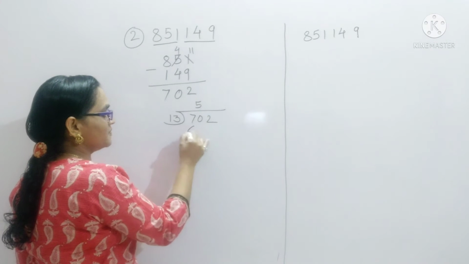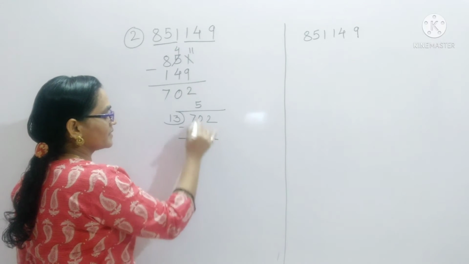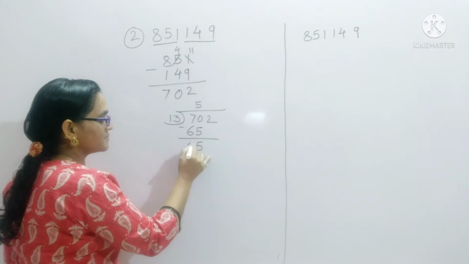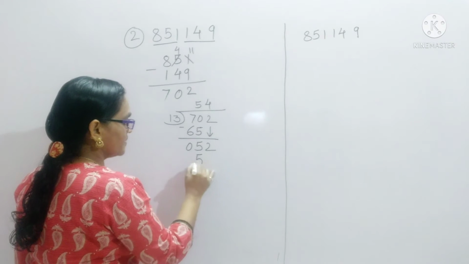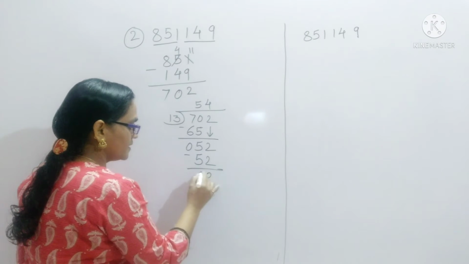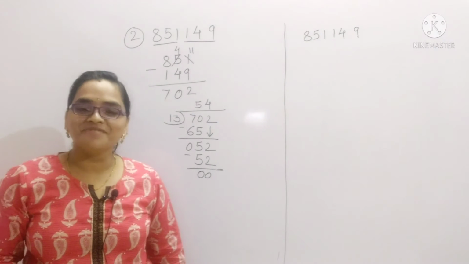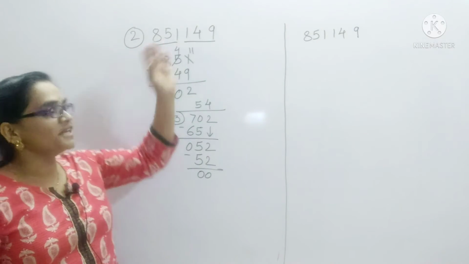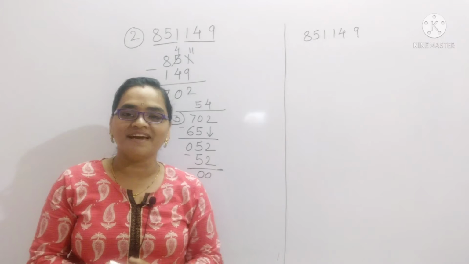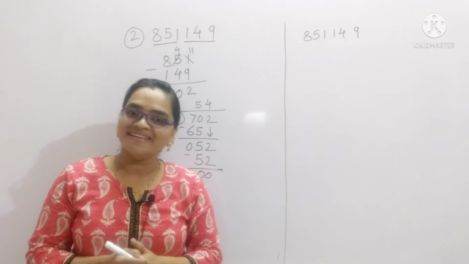13 5s are 65. 10 minus 5, 5. 6 minus 6, 0. Carry out 2. 13 4s are 52. Yes, this number is divisible by 13. So the given number 8,51,149 is divisible by 13.